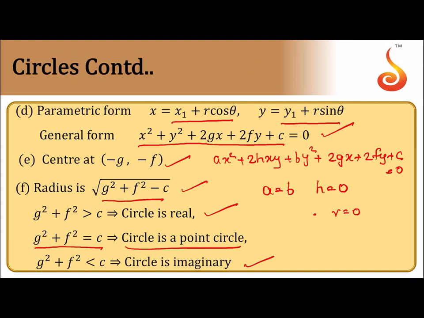So x square plus y square plus 2gx plus 2fy plus c equal to 0, general equation of second degree. Center is minus g, minus f. Radius is under root of g square plus f square minus c. And g square plus f square greater than c is a real circle. G square plus f square equal to c, then it is a point circle. G square plus f square less than c is an imaginary circle.